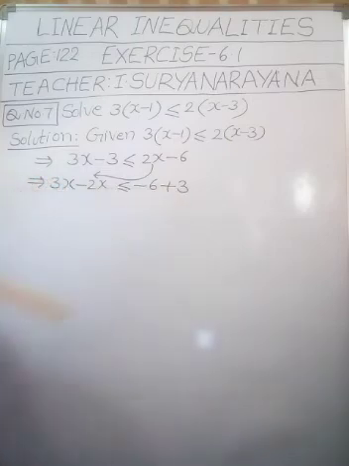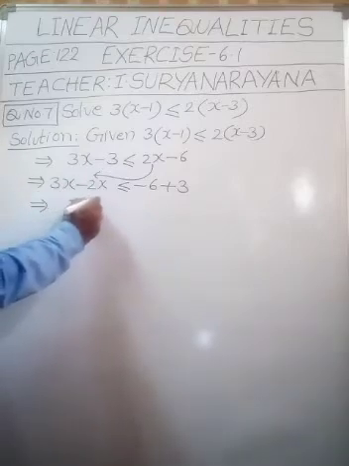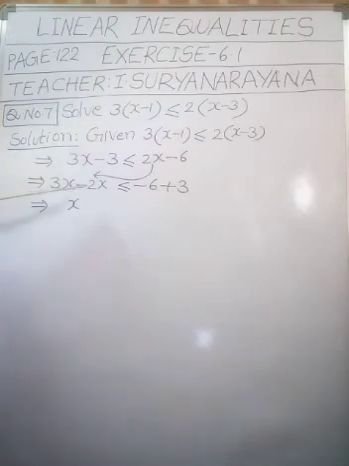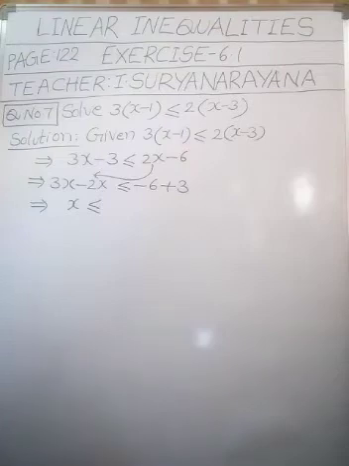Understood this step? Right. This implies 3x minus 2x. What will you get here? x. Understood LHS, my children? Right. Less than or equal to. Minus 6 plus 3 on the RHS. What will you get? Minus 3. So finally we got x less than or equal to minus 3.